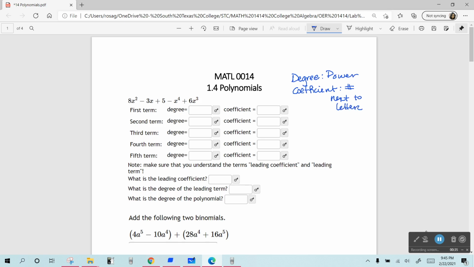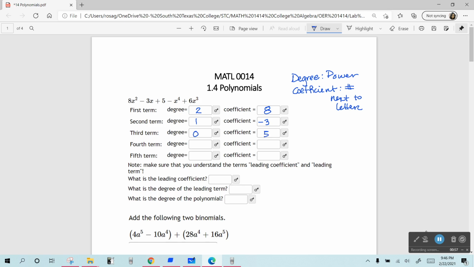So for example, on the first term, the degree would be 2 because that's the power of x, and the coefficient would be 8. On the second term, the degree would be 1 because you have an x. The coefficient would be -3. The third term, the degree would be 0 because it doesn't have an x, and the coefficient would be 5.